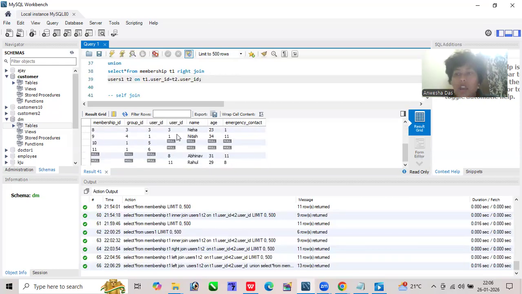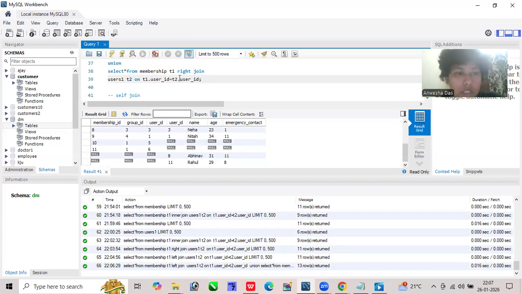Okay. In MySQL, there is no direct full outer join. So we have to do it in that way. First, we have to do the left join. In the middle, we have to mention the union. Then we can write the right join. I hope you understood the concept of left join, right join, full outer join, and inner join.